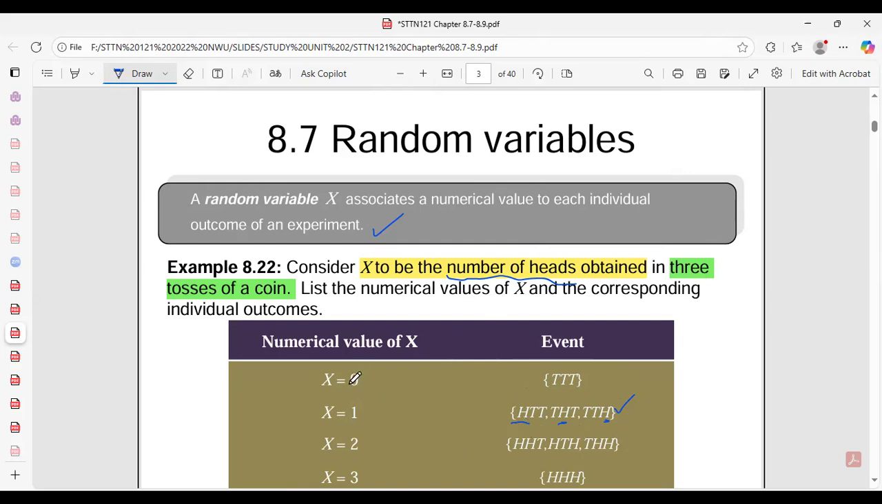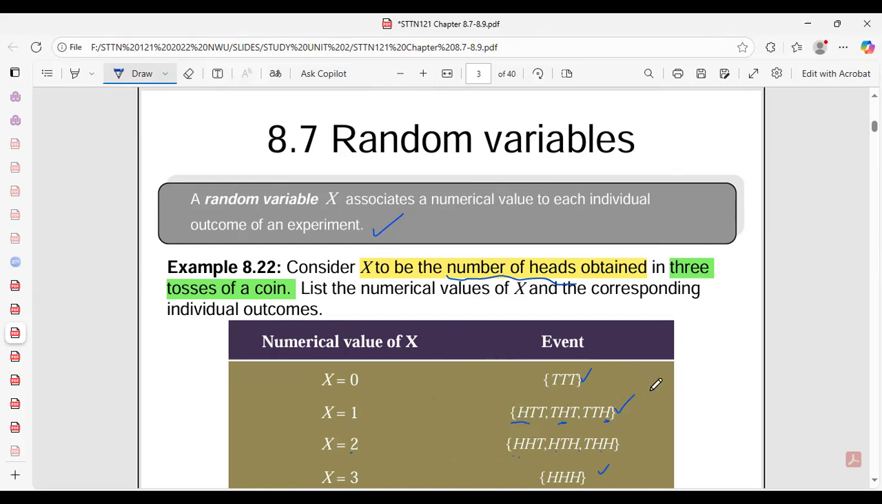The reason why X is equal to 0 gives triple tail is that the question focuses on the number of heads obtained, not the number of tails obtained. So under 0, you have triple tails. When X is equal to 2, you have two heads, in these three outcomes. When X is equal to 3, you have 3 heads, which is this one.